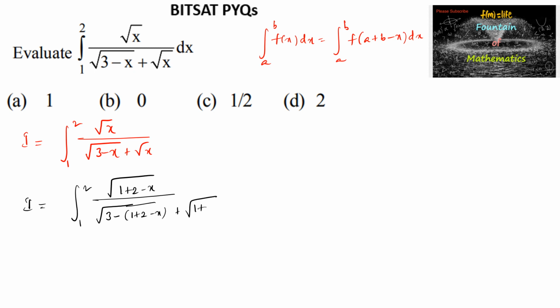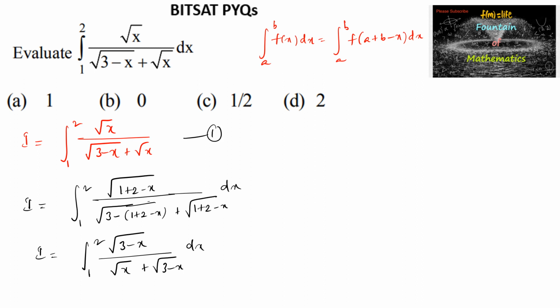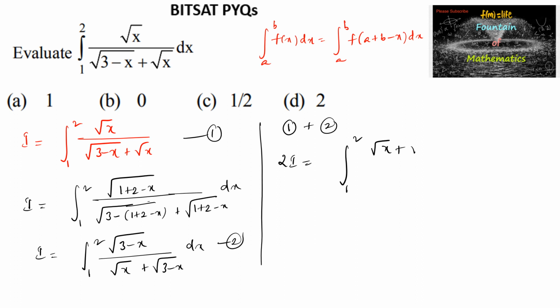plus root of 1 plus 2 minus x dx, which is equal to integral 1 to 2 under root of 3 minus x upon, so here we can write root x plus root of 3 minus x dx. Say this is 1 and this is 2. So adding 1 and 2, we will get 2I is equal to same limits 1 to 2, root x plus root of 3 minus x divided by root x plus root of 3 minus x whole dx.